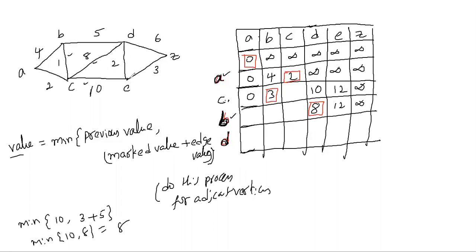So now for the D, what are the adjacent vertices? Adjacent means beside. So D, what is there? B already is there, don't go. C is already there, don't go. Next E is there, Z is there. So you have to update only two vertices, E and Z. I tick this one, E, Z. These two you have to update. So now again process.